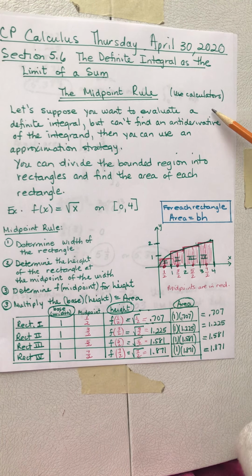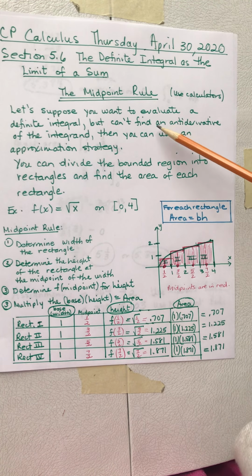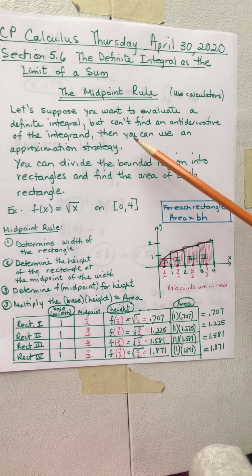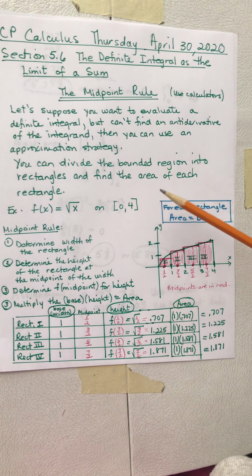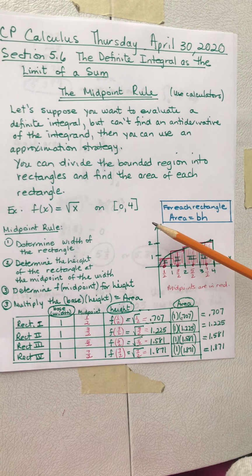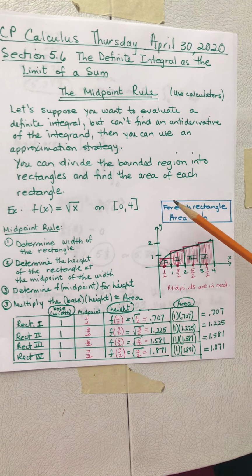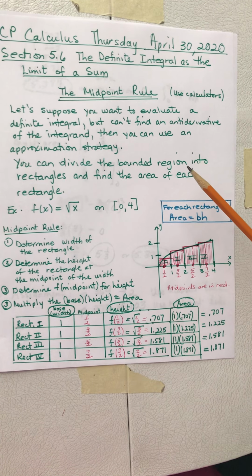Let's suppose you want to evaluate a definite integral, which you've been doing, but you can't find an antiderivative of the integral. Then you can use an approximation strategy because you've been adding 1 to the exponent, dividing the coefficient by the new exponent. You've been doing reverse power rule, but sometimes you can't do that. The functions are different kinds of functions. And you can't find a function that when you take the derivative of it, you get your integrand. So this is an approximation of how to find that area. It won't give you the exact area like the integral does, but it will give you an approximation.